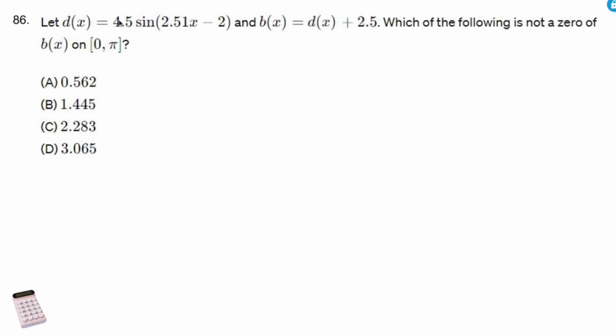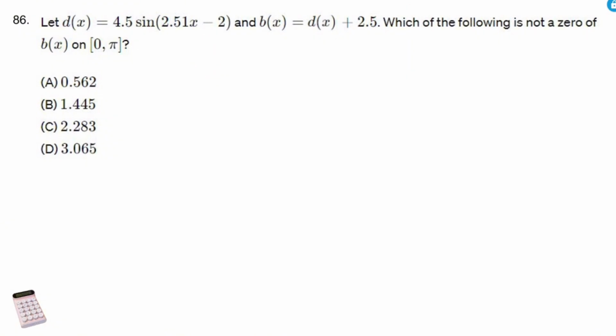Let d of x equal 4 sine of (2.51x minus 2), and b of x equal d of x plus 2.5. Which of the following is not a zero of b of x on [0, pi]? Well, b of x is just d of x added to 2.5, so let's change that.